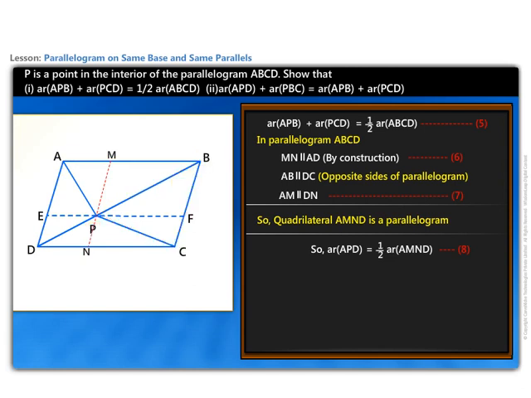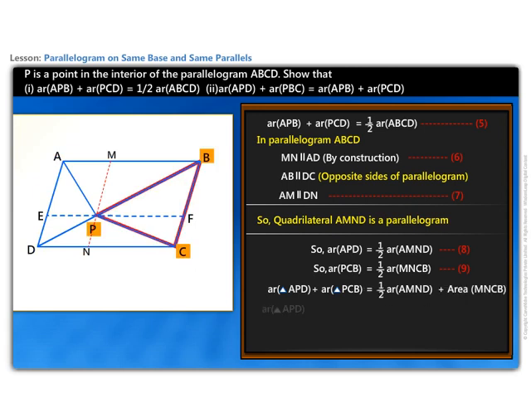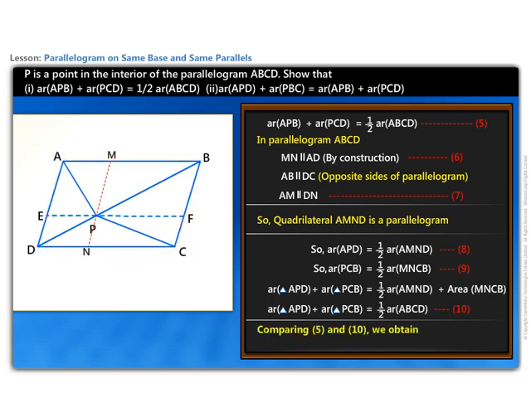Similarly, triangle PCB and parallelogram MNCB are lying on the same base and between same parallels MN and BC. So, area of triangle PCB is half the area of parallelogram MNCB. Let this be equation 9. So, area of triangle APD plus area of triangle PCB is equal to half the area of parallelogram ABCD. Let this be equation 10. Comparing equations 5 and 10, we obtain area of triangle APD plus area of triangle PBC is equal to area of triangle APB plus area of triangle PCD.